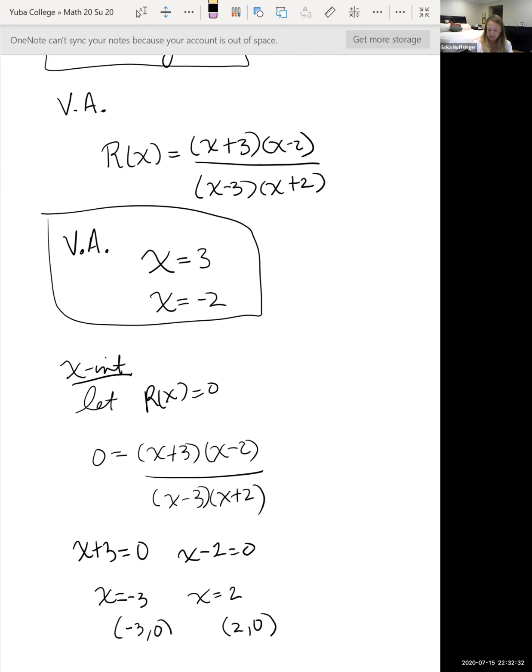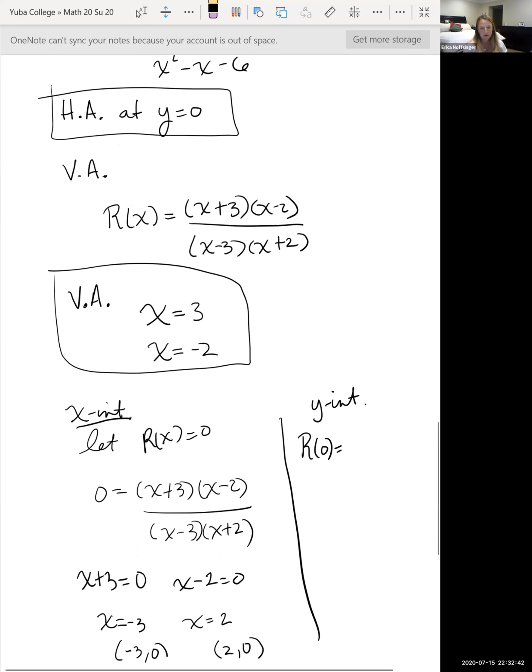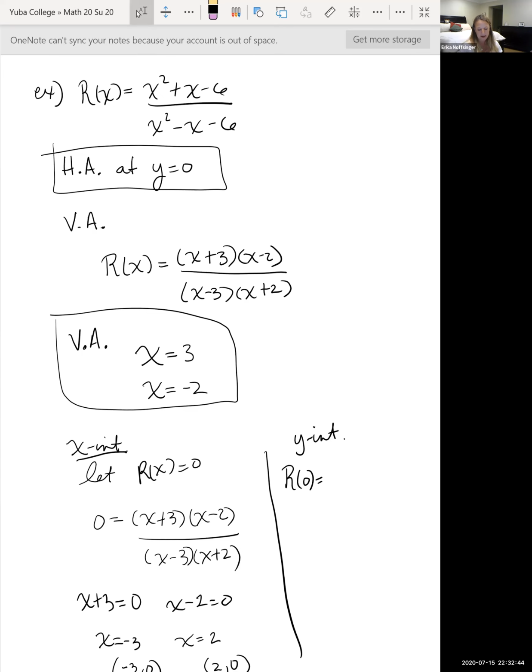So for the y-intercept, you're gonna let X equal zero. So we're gonna look at R of zero. In this case, it might be easier if you plugged it back into the original. Because if you plug it back into the original, all of the terms with X in them go away and you're just left with the constants. So we have negative six left in the numerator when you plug in zero, and you have a negative six left in the denominator. So I can see that this is gonna cross at the point when X is equal to zero, Y is one.